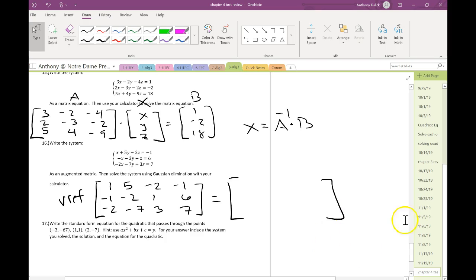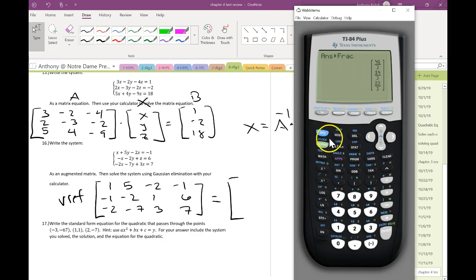Then I'm going to do the RREF to that matrix, and the calculator will handle this for me. So again, I'll go to edit, and I'll enter this in. So that's a 3 by 4.